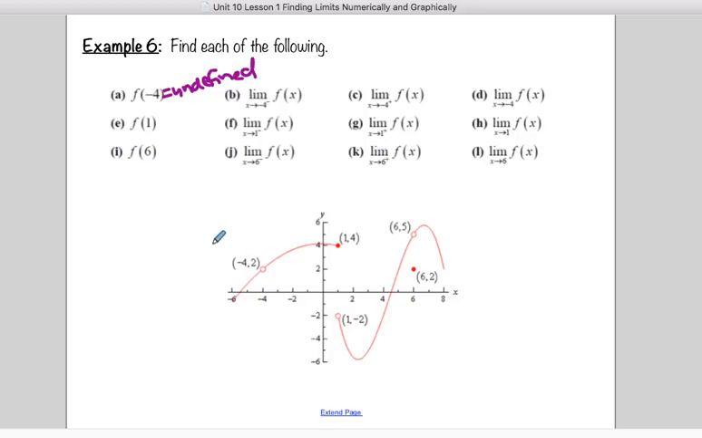Now we're going to go ahead and look at the limits at -4. This is asking from the left. So as my curve approaches -4 from the left, my y value is 2. As we approach -4 from the right, so as I follow this curve to -4, what's my y value getting close to? It's getting close to 2. Since these two match up, my overall limit is 2.